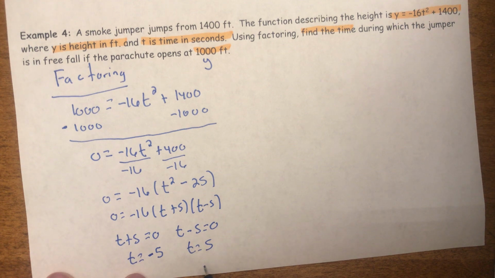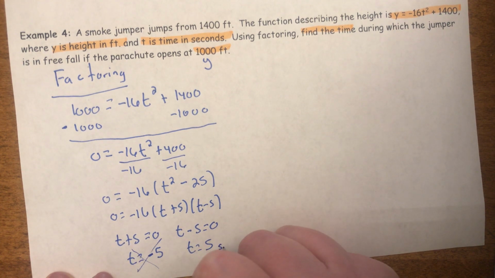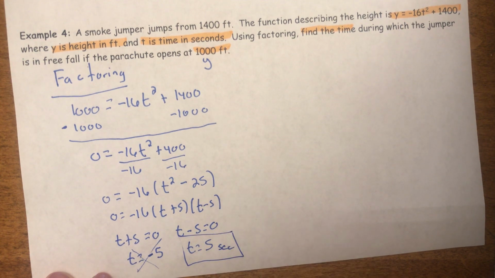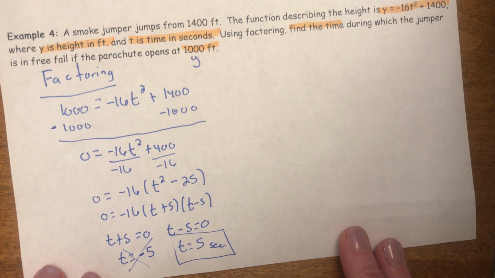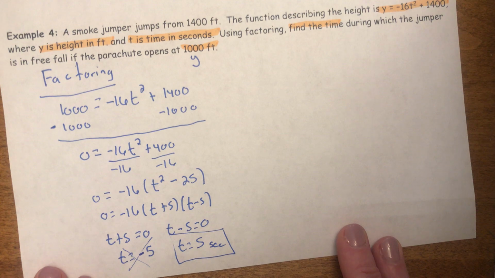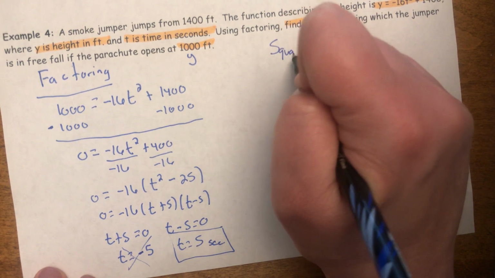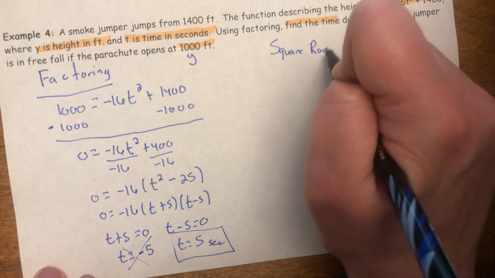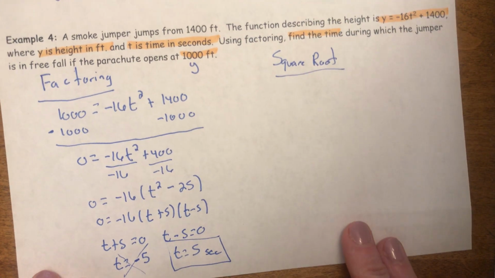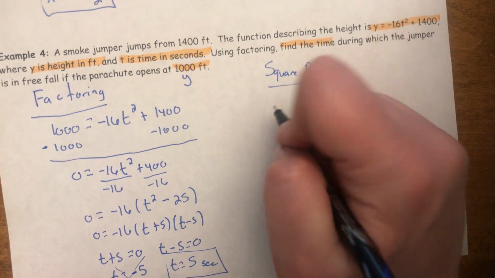Now, because it is talking about time, we are going to cross out the negative 5, and choose the positive 5 seconds for our answer. That is how you would solve this using factoring. Now we could also take the same problem and solve it using our square root method. We're going to do the same thing.